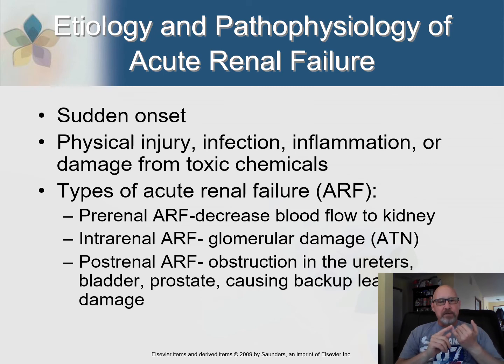You can have pre-renal failure with acute renal failure, which is decreased blood flow to the kidneys, as we talked about with renal stenosis. You can have intra-renal acute renal failure, which is damage to the glomerulus, like glomerulonephritis. You can have post-renal acute renal failure, which is an obstruction in the ureters, like a kidney stone. These are all the causes of acute renal failure.